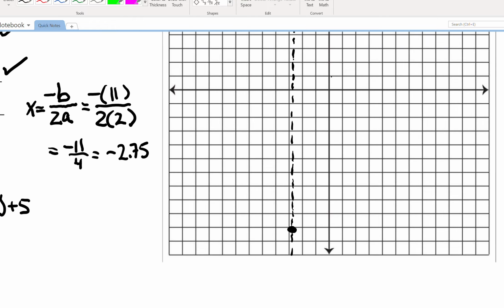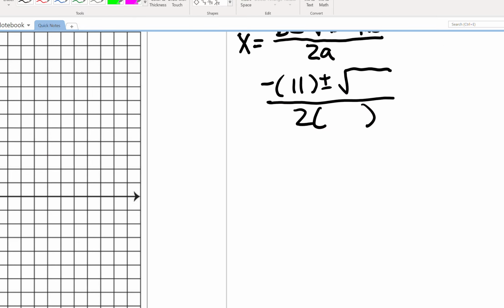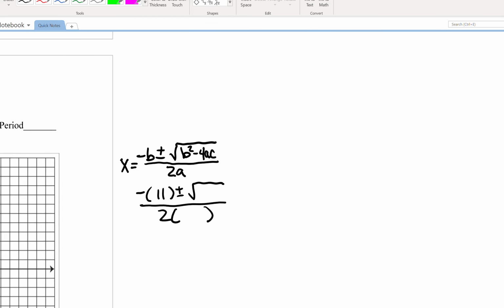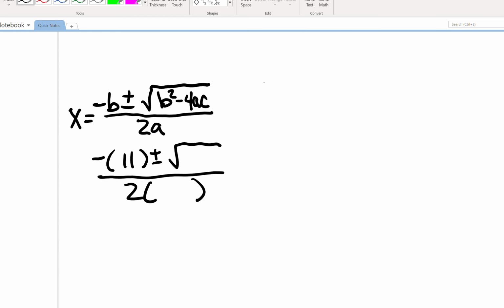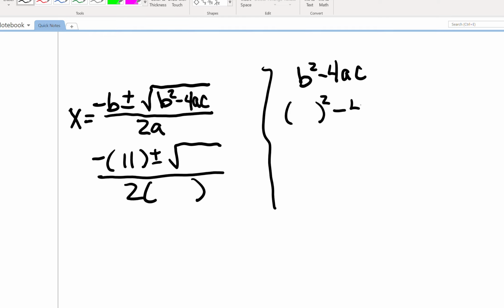Oh, did I do this without finding the discriminant? I did. Guys, sheesh, man. I should have found the discriminant first. Let's do that first before we continue. B squared minus 4ac. That's our discriminant. And we go b squared minus 4ac. And b is, like we said, 11.